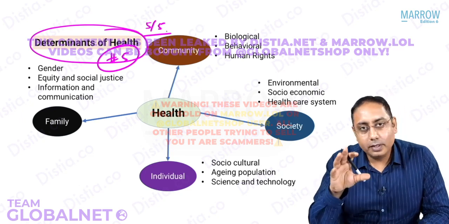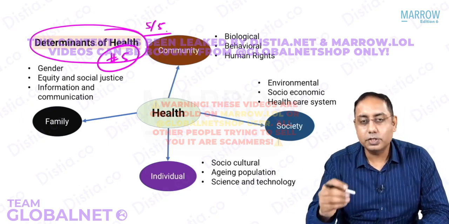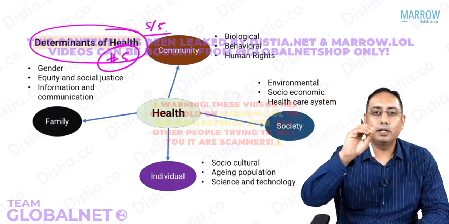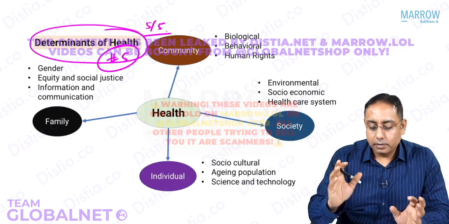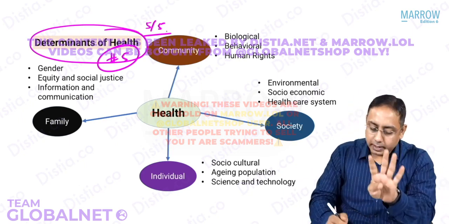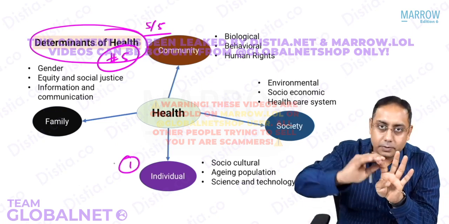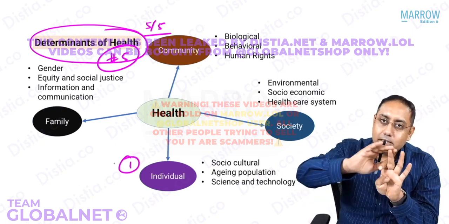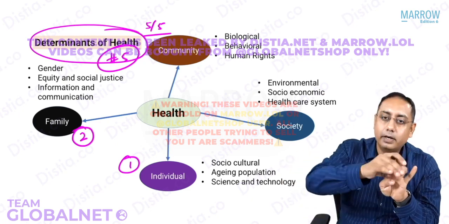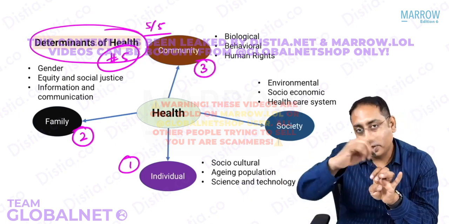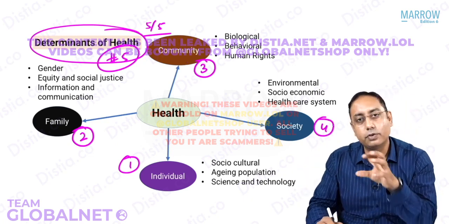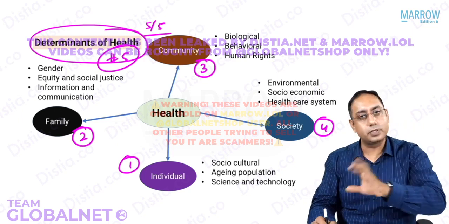Beta, when we are talking about the determinant of health, that means a person who's living in a far-flung area, in the tribal area, in the forest area, in the cities, in the village, the health of that person will be defined by 4 things. The health of that individual. Then the family is also going to influence the health of that person. Third, the community where he lives will also influence. And fourth, the country where he lives is also going to influence. So individual level, family level, community level, society level.